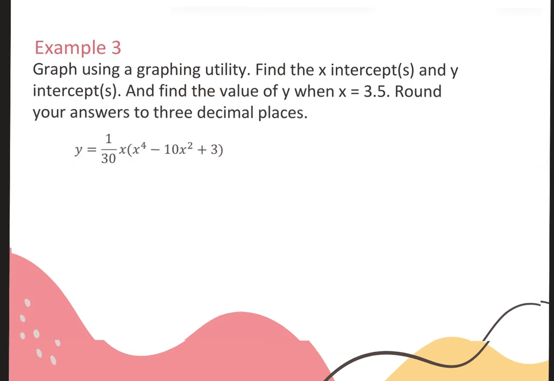Okay, so we're going to go to our graphing utility. The goal here is to find the x-intercepts and the y-intercepts, and then find the value of y when x is 3.5. It says round your answers to 3 decimal places. I think I said it the other day, but I'm going to say it every time we do a rounding: in here, you always round to 3 decimal places, unless it's something like money, like how many dollars. Obviously, we're not going to say I have $5 and 2.3567 cents. That doesn't make any sense, okay? But other than that, you will always round to 3 decimal places.